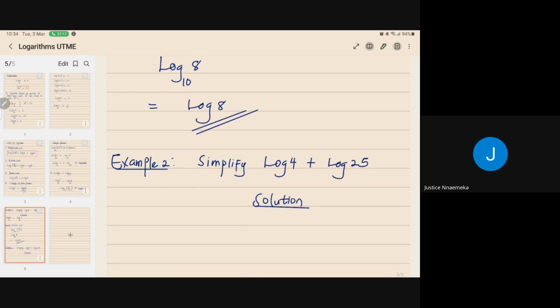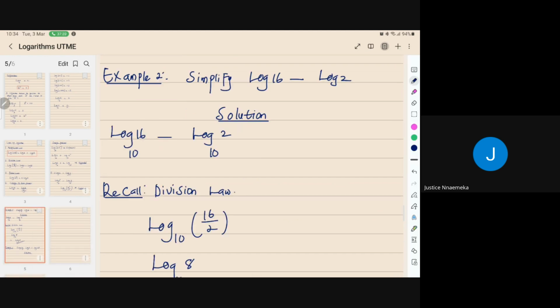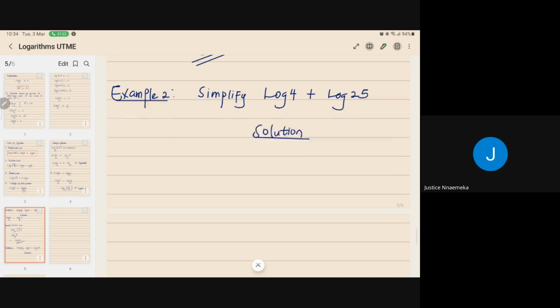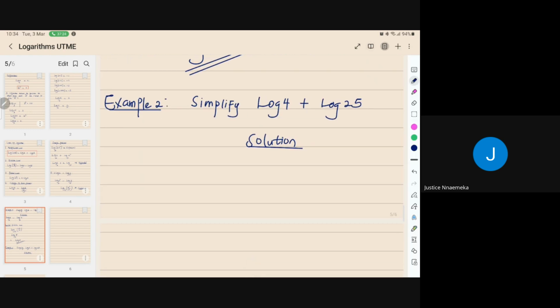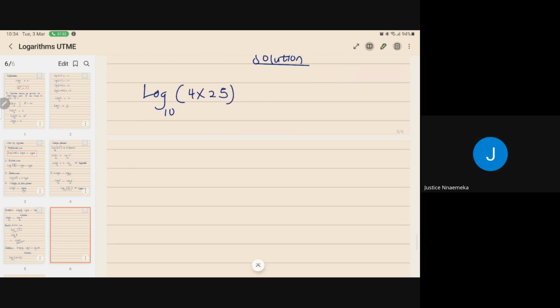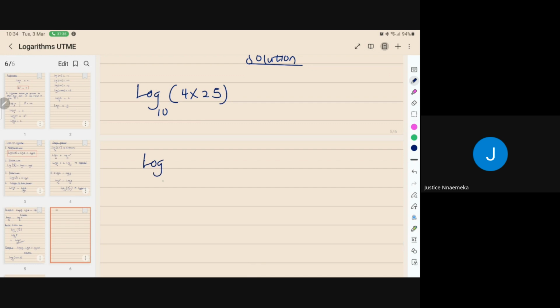Now, condensing it simply implies that I'm going to bring them together right away. So I'm going to have log base 10 of, open bracket, 4 times 25, and we're going to have log base 10 of 100. So the question: which number will I raise 10 to the power of so that I can get 100? 10 raised to the power of what will give me 100? We know that 10 raised to the power 2 will do that.